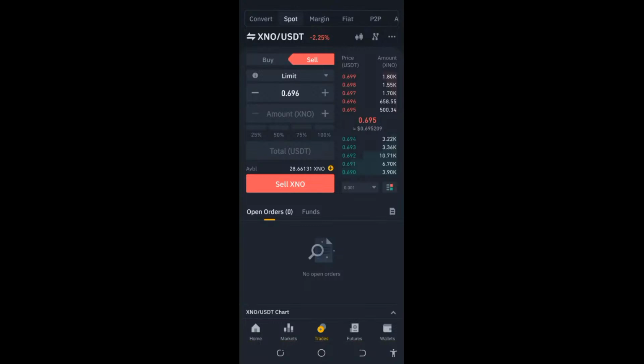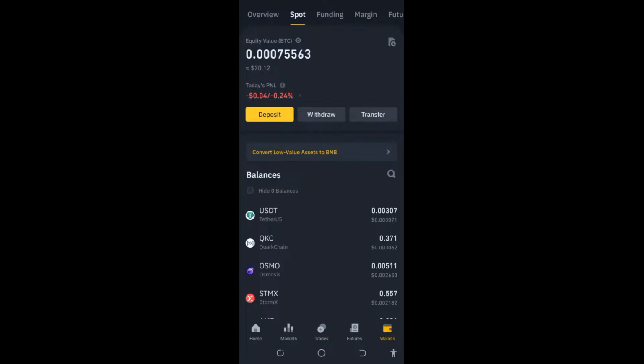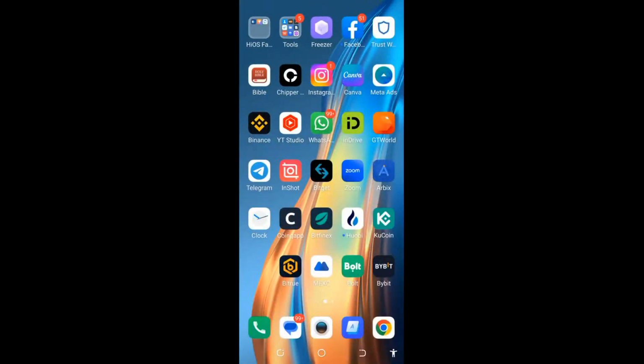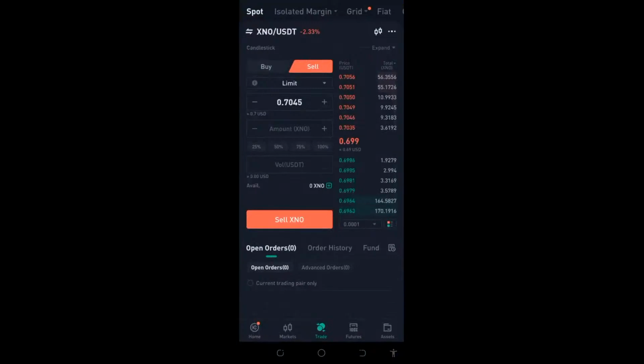Let's quickly rush over to send this over to KuCoin. Let's not waste any more time. We're going to KuCoin. Let's just quickly click on KuCoin. What's going on here? I can see that the price is going down, but no problems. Well, we are already here, so let's go ahead and send it over.